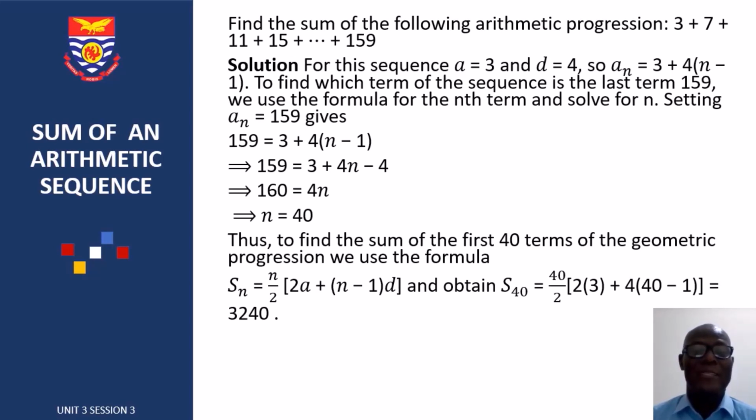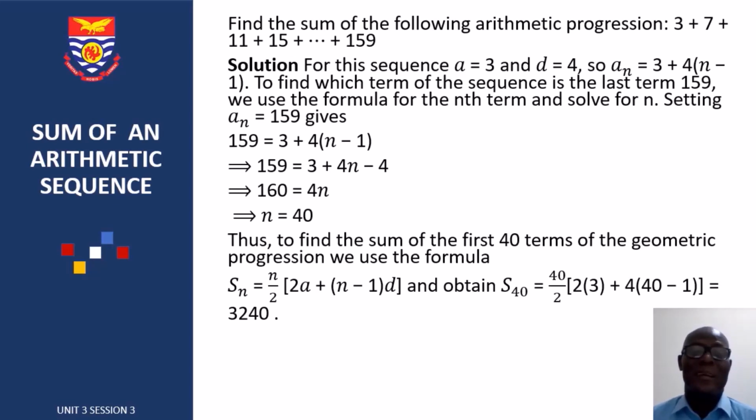Now our n is 40. So S subscript 40 equals 40 over 2 into square brackets 2 times the first term 3 plus the common difference 4 multiplying (40 minus 1), which is simplified to be 3,240.